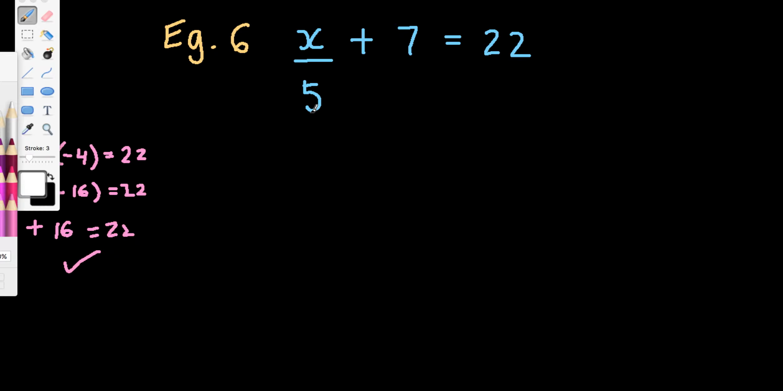X divided by 5 plus 7 equals 22, or you might hear me say x on 5, because the x is on top. X on 5 plus 7 equals 22. Okay, first thing, not going to deal with that 5 over there yet because the 7 was added afterwards. Let's deal with that bit first. Let's take away that 7. That will leave me on the left-hand side with x over 5 equals 22 minus 7, which is 15.